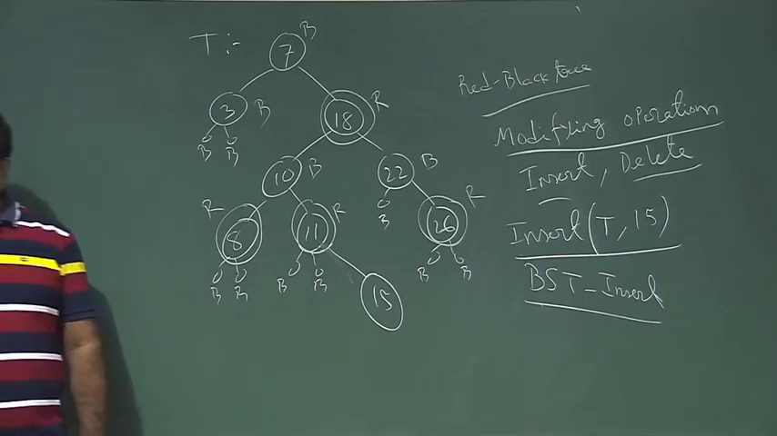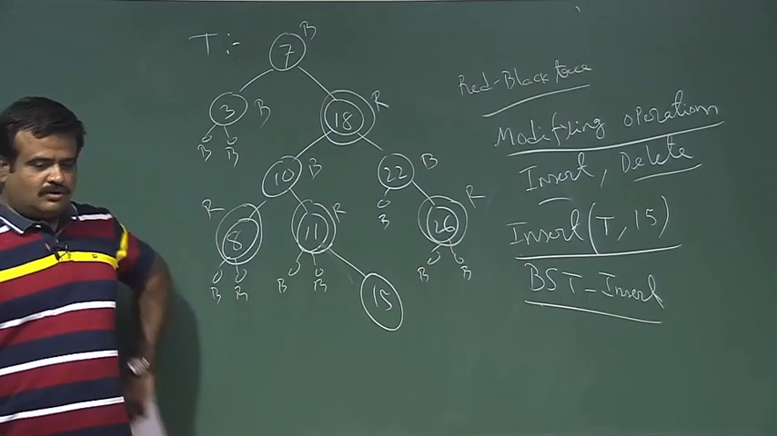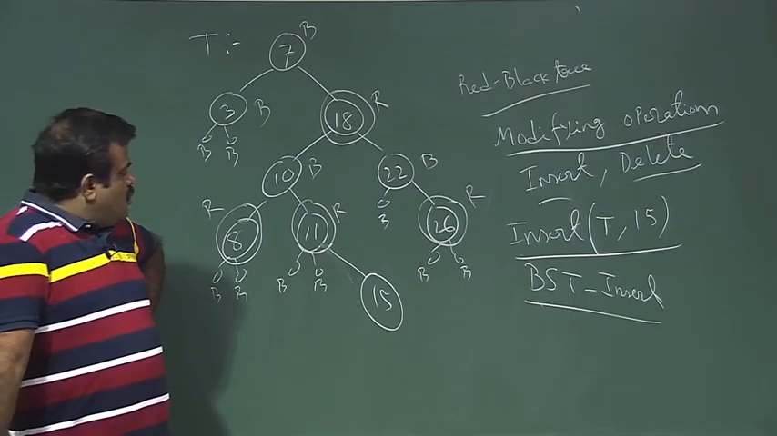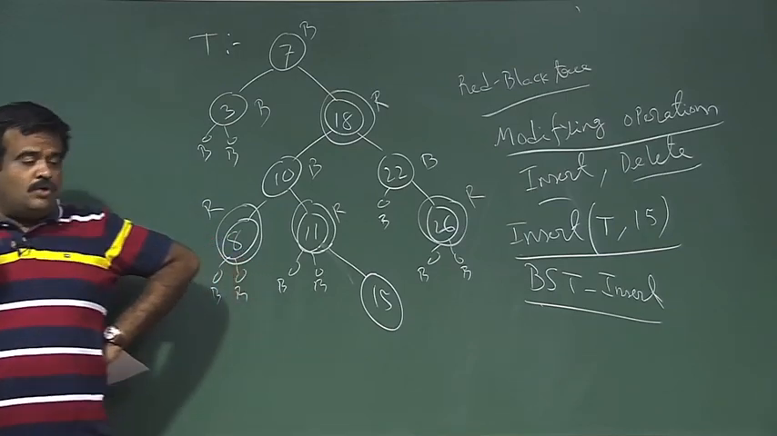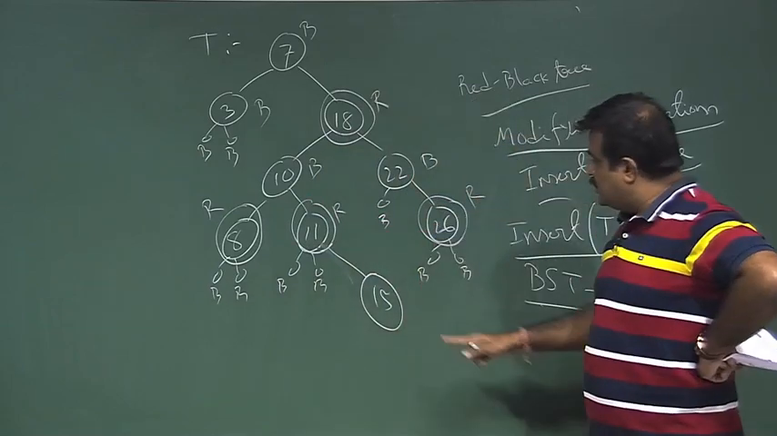Now, this is a red black tree. So, every node has to be colored. So, we have to give a color to this new node. Which color should we give? We have two options, red or black. So, which is your suggestion? I mean, which color should we give on this node?